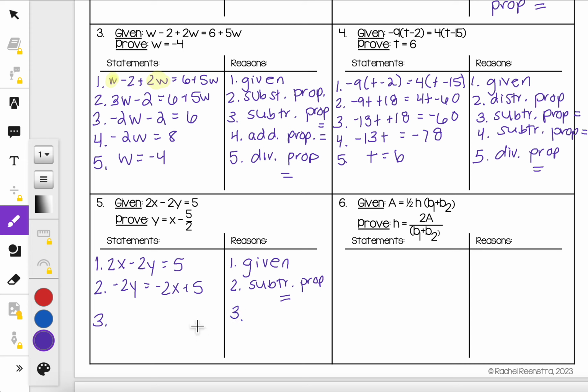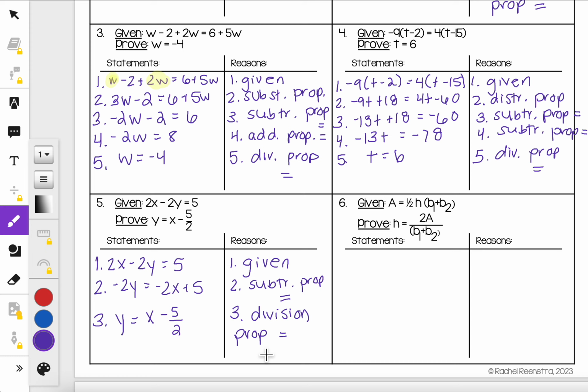And my last step is going to be to divide everything by negative 2. So y equals x minus 5 over 2. And that is our division property of equality.